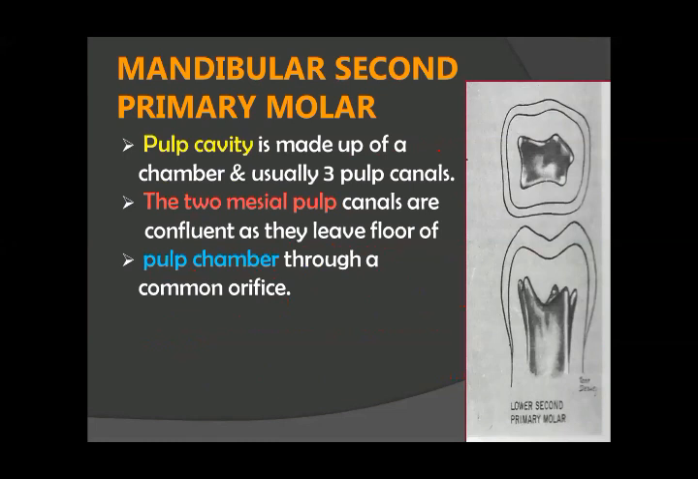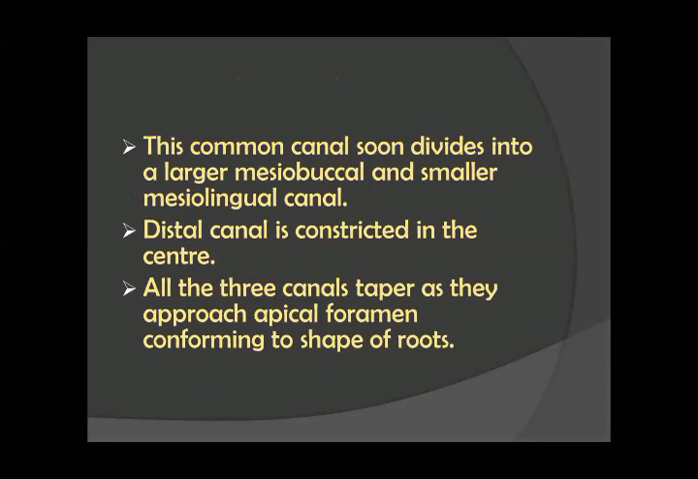Mandibular second primary molar. The pulp cavity is made of a chamber and usually three pulp canals. The two mesial pulp canals are confluent at the floor of the pulp chamber through a common orifice. This common canal soon divides into a large mesiobuccal and a smaller mesiolingual canal. It is constricted in the center. All three canals taper as they approach the apical foramen, conforming to the shape of the roots.